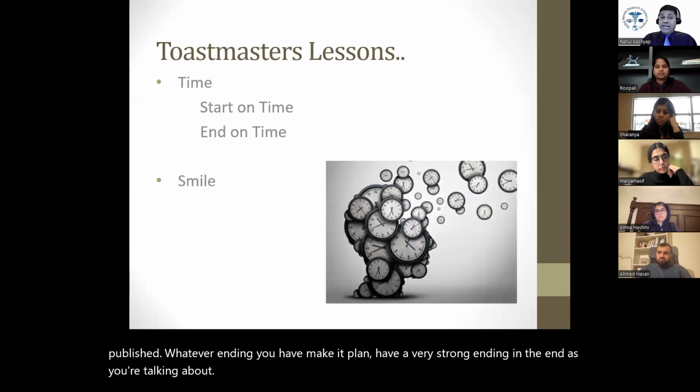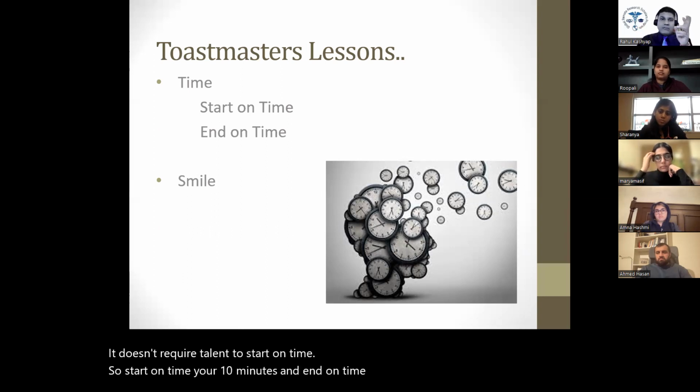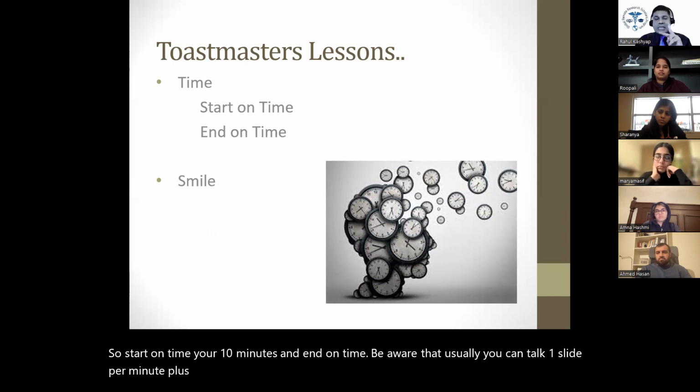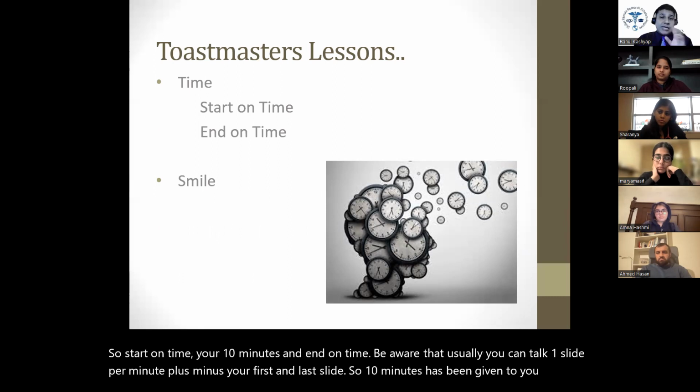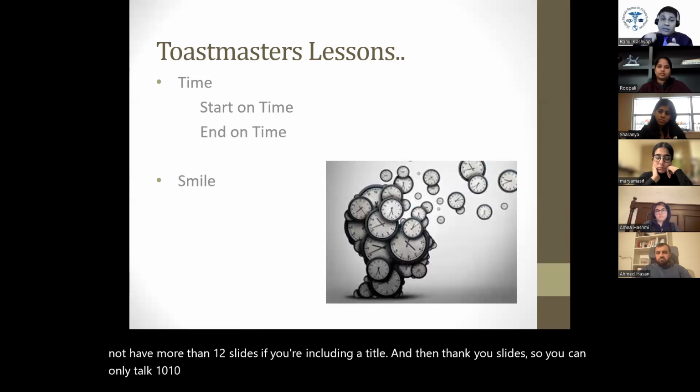Last but not least, it doesn't require talent to start on time. So start on time, know your 10 minutes, and end on time. Be aware that usually you can talk for 1 slide per minute, plus or minus your first and last slide. So if 10 minutes has been given to you, you should not have more than 12 slides, including the title and thank you slides. You can only effectively talk through 10 slides in 10 minutes without rushing or talking too much.